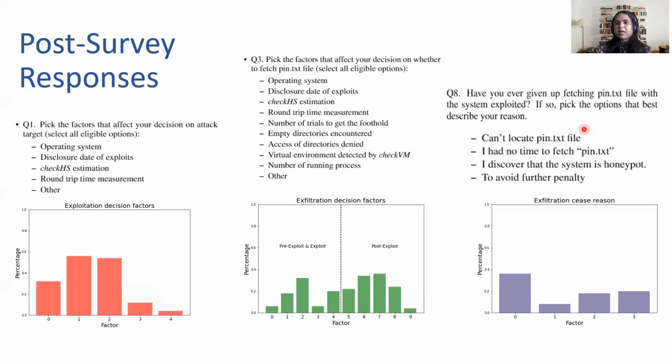So we again asked a question: if they had successfully exploited a system, had they given up on fetching pin.txt, and if so, what was the reason? Most participants mentioned that they could not find out where the pin.txt file is. This could be due to the time constraint, or there are a number of empty folders which they gave up on maybe. So that could be the reason why they could not locate the pin.txt file.